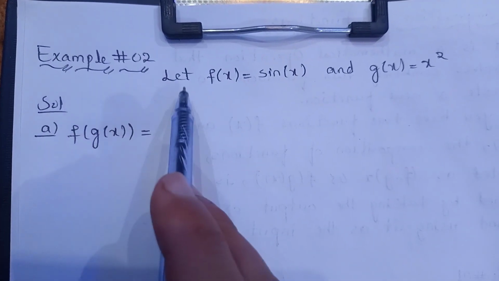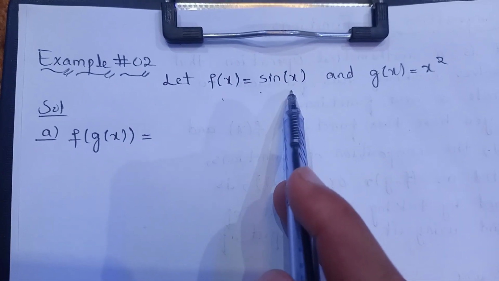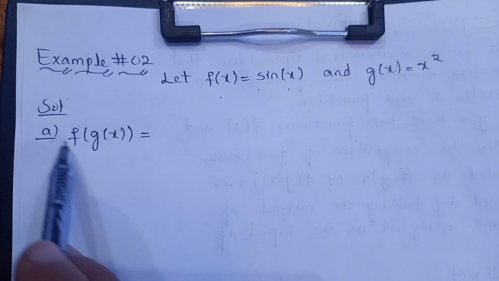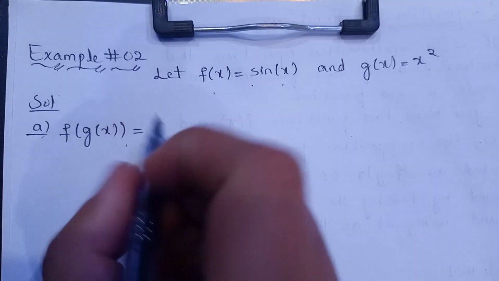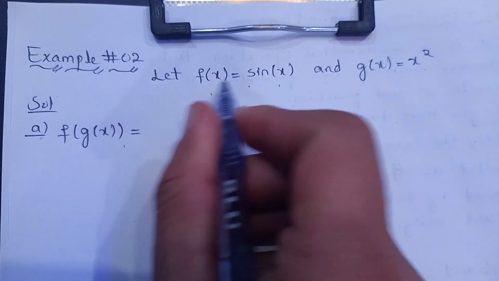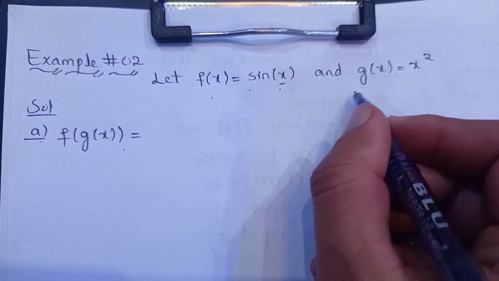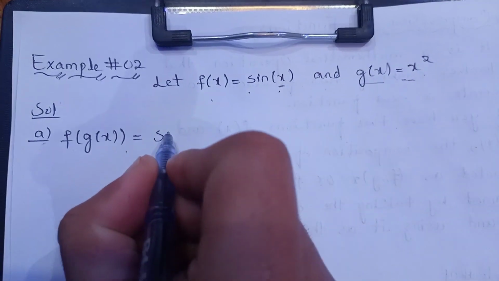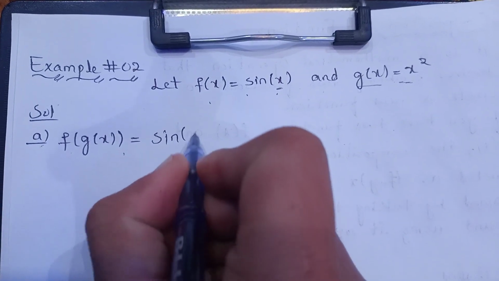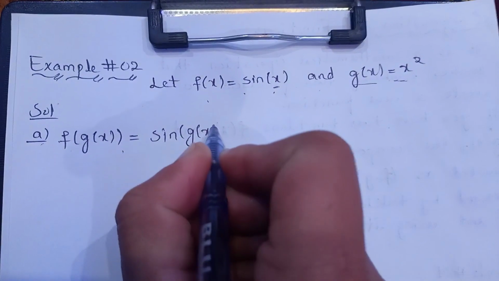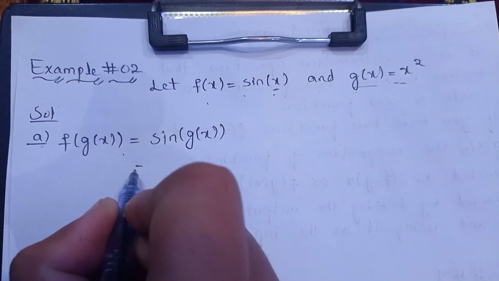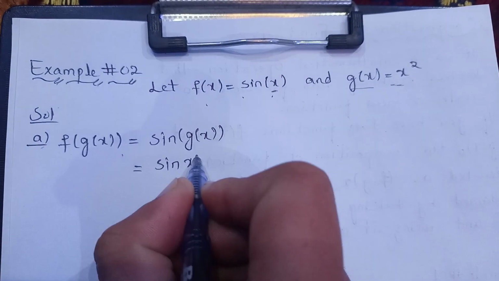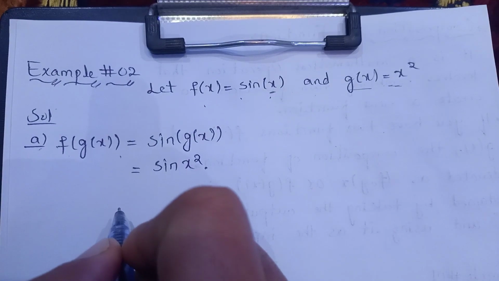Let's take another example where f of x equals sine of x and g of x equals x square. The first part is we have to find f into g of x. So our f of x is sine of x. We put g of x in place of x, so we get sine of g of x. So here we substitute g of x, which is x square. So our composition f into g of x is sine of x square.